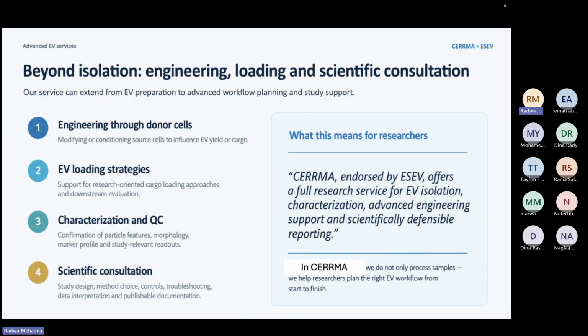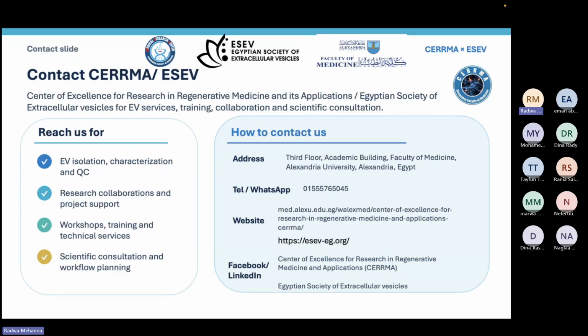I hope that we can see you here, and we can be in contact with you either in CIRMA or the Egyptian Society. You can reach us for the isolation, characterization, the research collaboration and project support, workshops, training, and technical services, or scientific consultation in the workflow planning. You can find us on the third floor in the academic building, Faculty of Medicine, Alexandria University, and this is the WhatsApp or the phone number.